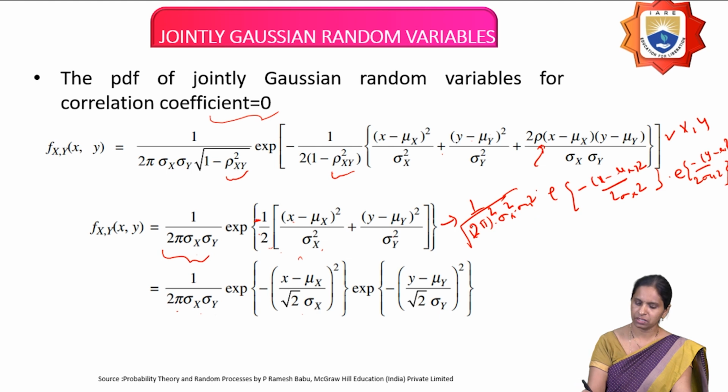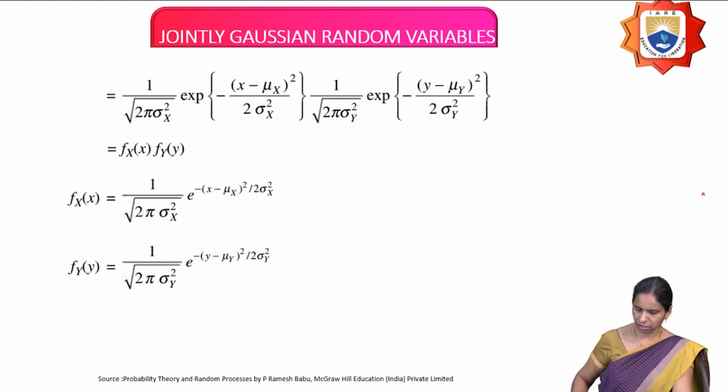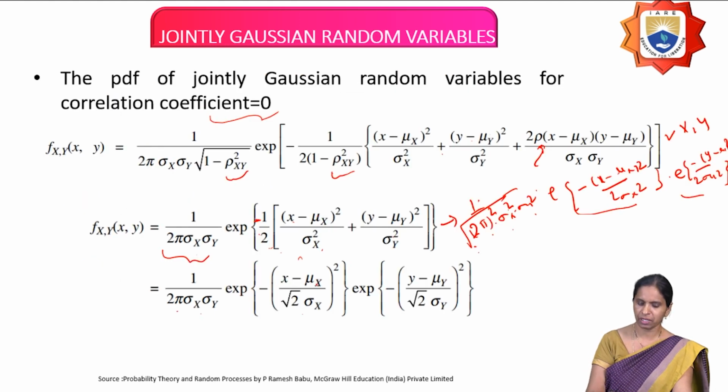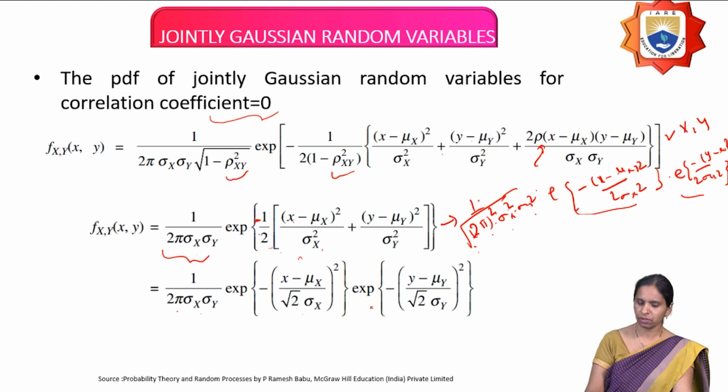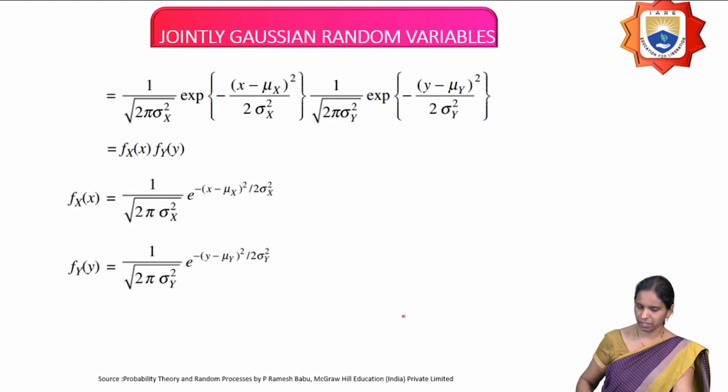Then how can I write this? 1 by square root of 2 pi sigma x square into the first term, into 1 by square root of 2 pi sigma y square into the second term. So, 1 by square root of 2 pi sigma x square into e power minus x minus mu x whole square by 2 sigma x square, into 1 by square root of 2 pi sigma y square into e power minus y minus mu y whole square by 2 sigma y square.